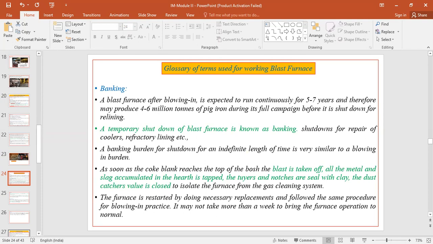So again, if you want to restart it, we need to follow the same procedure that we followed for the blowing in process.